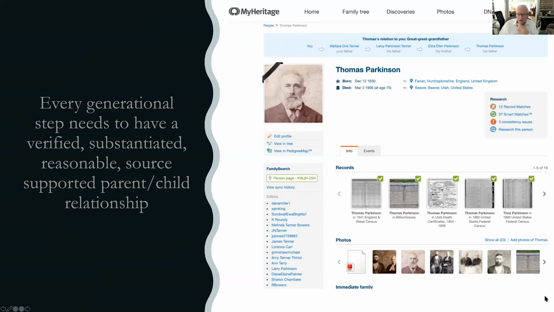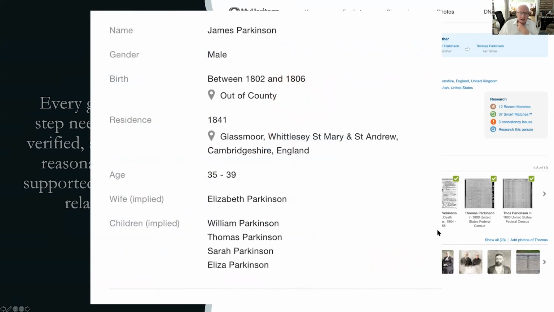In other words, who is Thomas Parkinson's father? And if we do that, we get James Parkinson, and we have a record. I didn't put the whole record in here, but this shows that his children were, one of whom was Thomas Parkinson. You'll see there's a qualification over there.